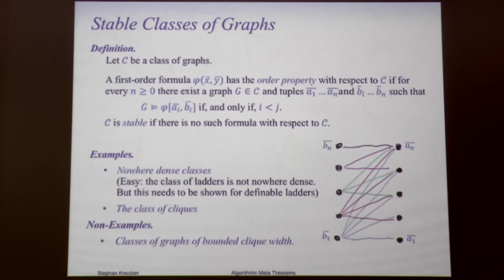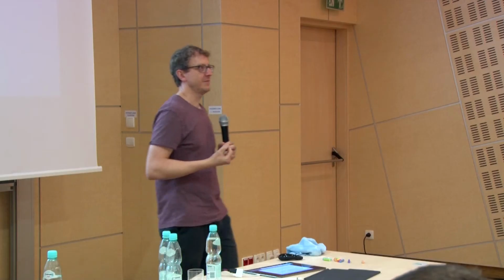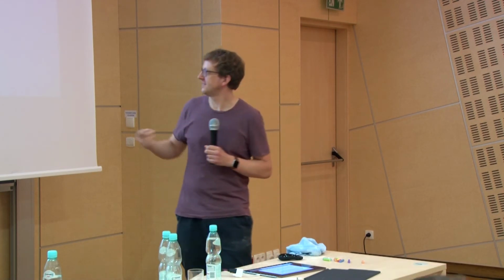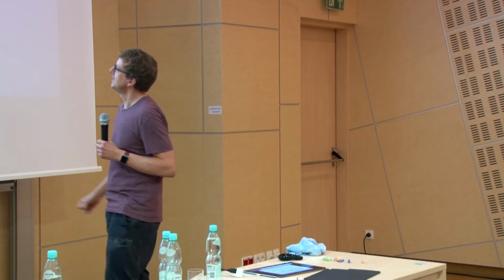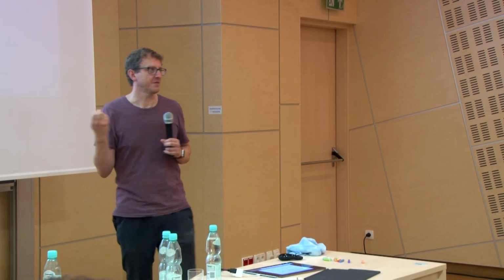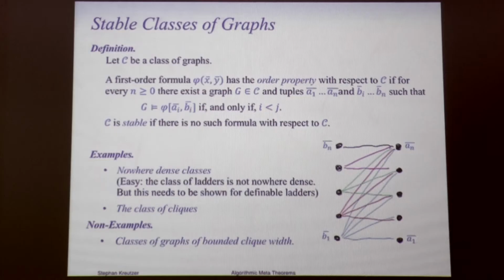So here are examples: nowhere dense classes. They are stable for the reason I just stated, because if you had a nowhere dense class which was not stable, it means there's a definable formula that would contain this ladder basically. But this would be a very dense subgraph in a way, right? But there's this first order formula used to define this.